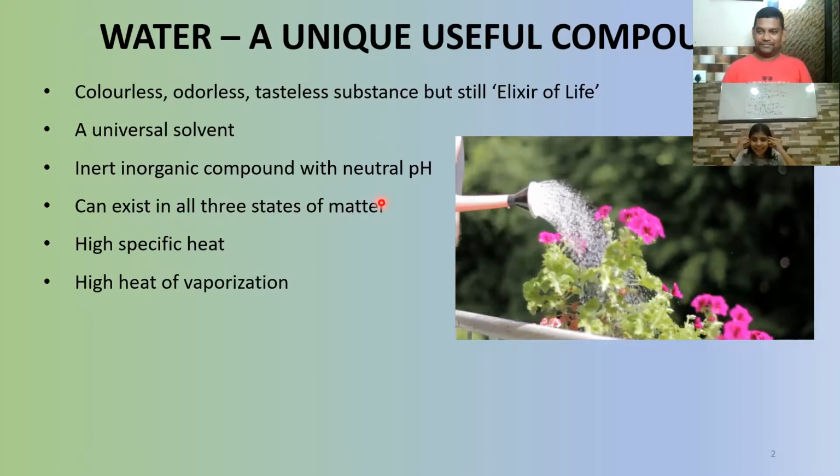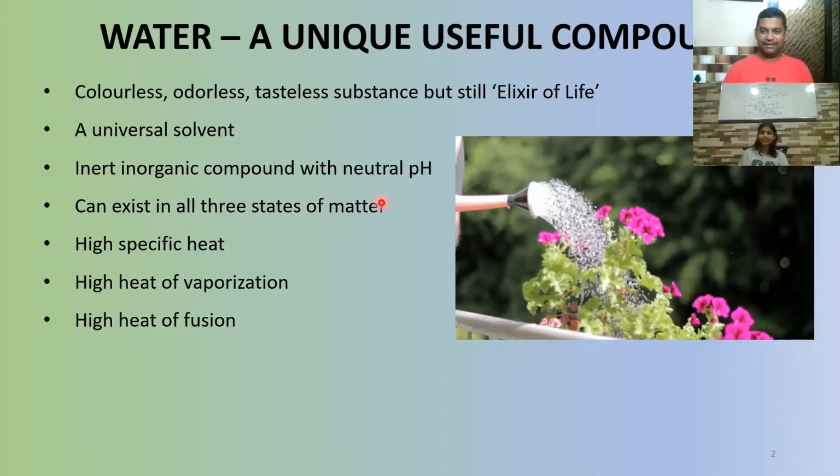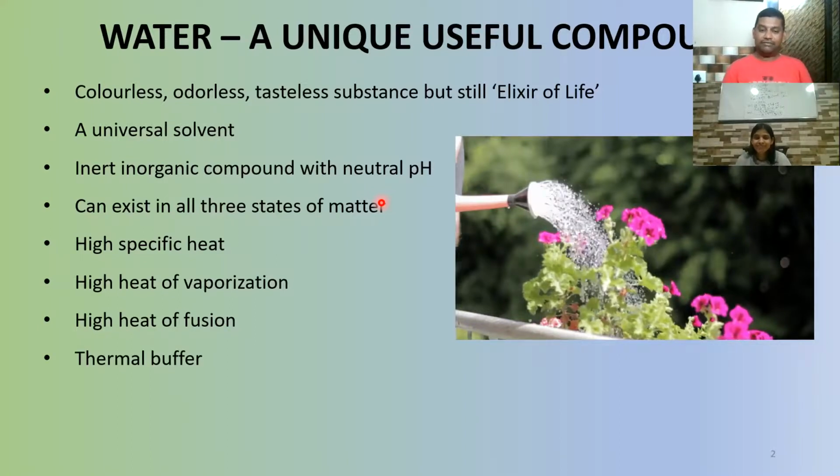Vaporization. Okay, that's another important property. High heat of fusion. These are all things which are, Fusion. Yes. है ना? Vaporization, heat of fusion, ये सब high level पर है. So it's a very interesting property. And it's a thermal buffer. Chemistry. Oh, you taught me this. Yes, I remember. 10th standard.